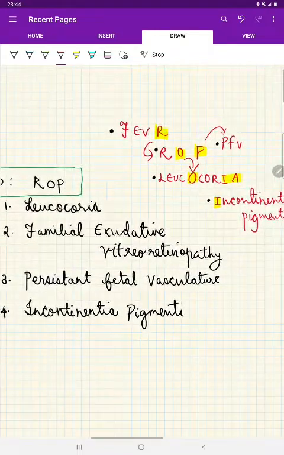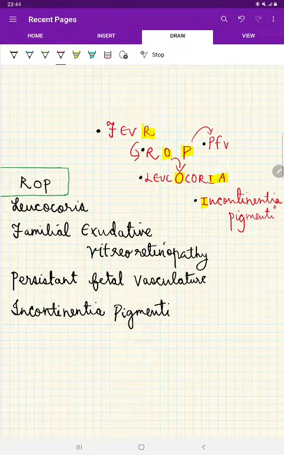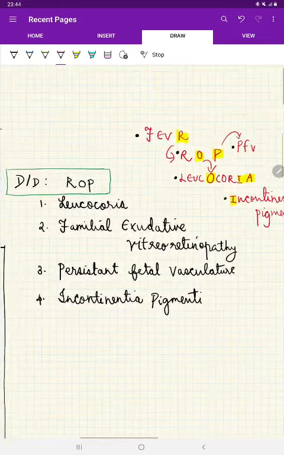Remember, we'll remember it like this. First is fever. Remember FEVR, like fever. R for ROP, O for leukocoria, P for persistent fetal vasculature, then IA, that is incontinentia pigmenti. Just to remember. These are all the differential diagnoses.